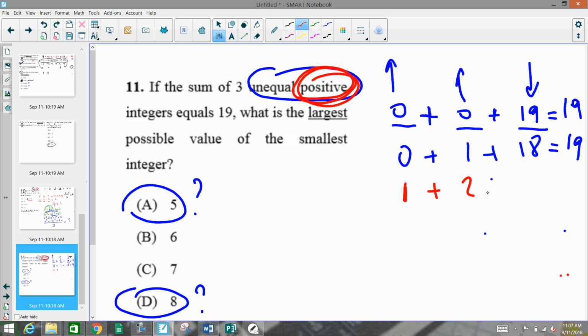Okay, let's plug in 2. And what should I write here? 15 or 16? Oh, 16. Okay, 16 plus 2 is equal to 18, plus 1 equals 19. So, largest possible value of the smallest integer? No. So what should I do? You should try the smallest. Okay, try the smallest one.